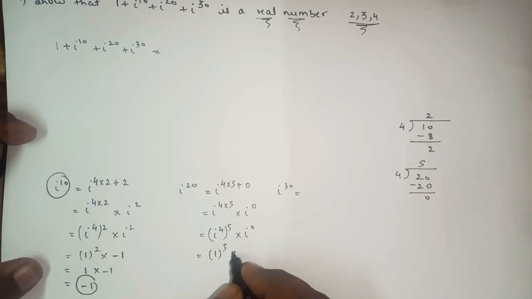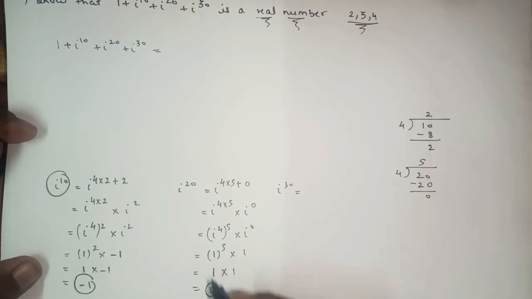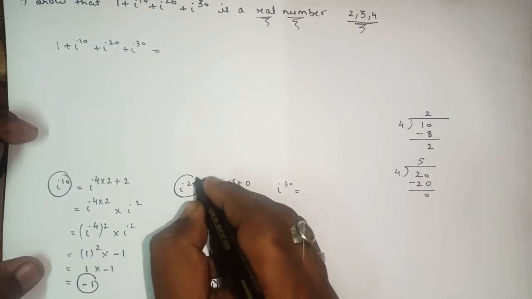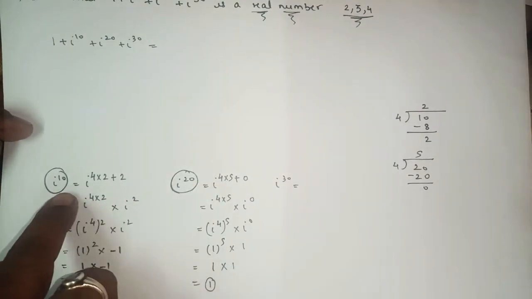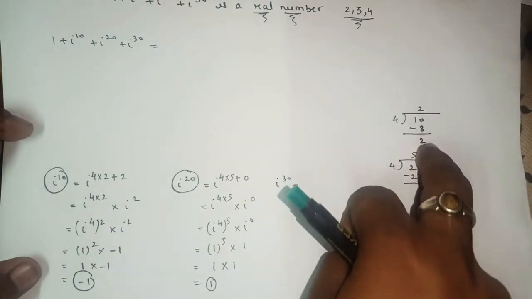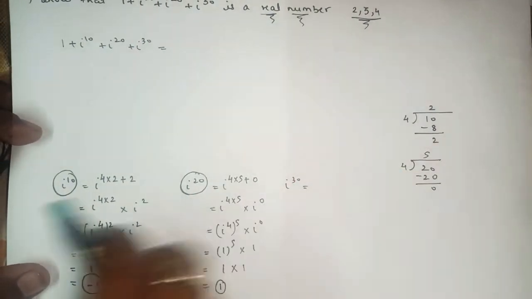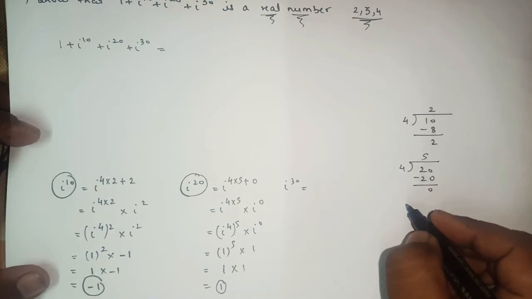1 raised to 5 into i raised to 0 is what? 1. 1 raised to 5 is 1. So the final answer will be what? 1. So we got the answer for i raised to 20. I hope you all understood how to find the answer whenever the power is 10, 20, 30, 40 using this method. Or for 10, 20, 30 we have one trick also, directly we can find.